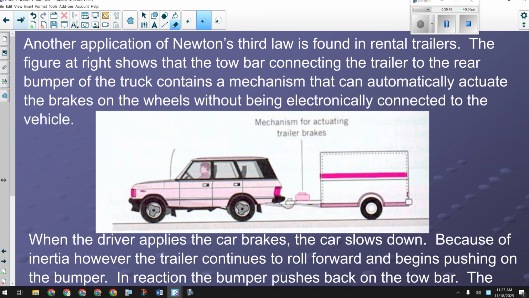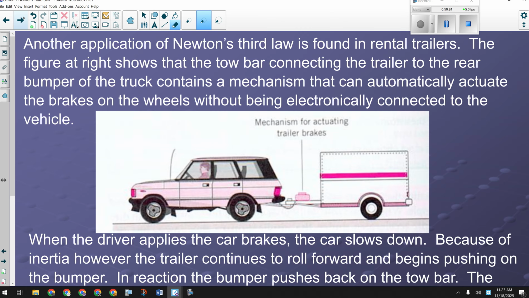So they use an action-reaction control system. It's a spring. There's a spring inside the hitch. When the car in front slows down, the trailer in back doesn't. And it pushes on the tow vehicle. And then the tow vehicle has to push back. That spring is applied to the brakes. So when you slow down, it pushes against you and you push back, which applies the brakes. It uses Newton's third law and a spring to apply the brakes on the trailer.